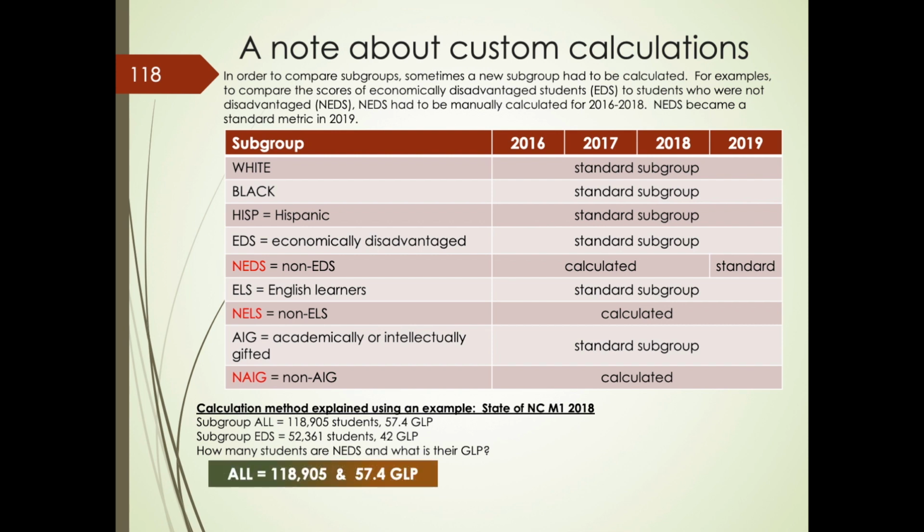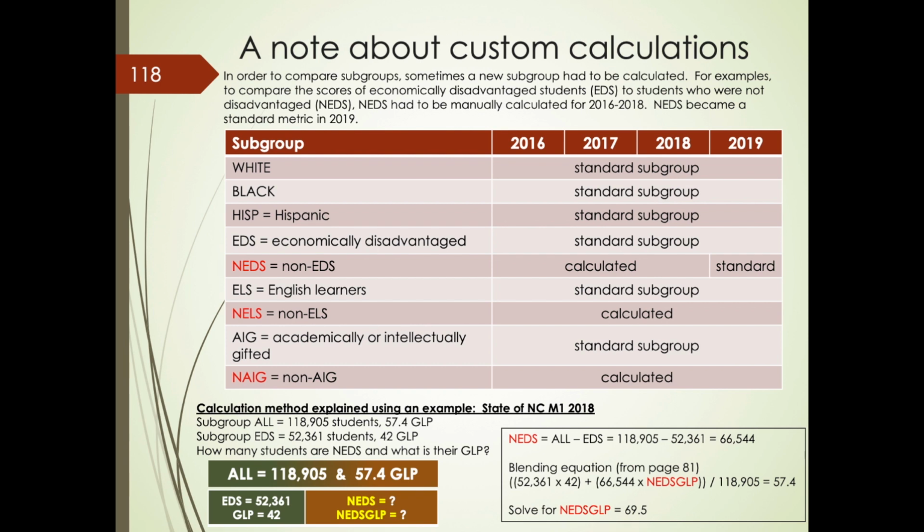So here's sort of a picture of what that would look like. There's basically ED students and NED students that are in the population of all. And then we can draw a picture here that shows what we know. We know EDS is 52K or so. We know the GLP. And then what we need to know is NEDS and the NEDS GLP. So we can use basic algebra here to figure this out. Actually, this first equation is before algebra. We're just doing a subtraction. We can calculate what the NEDS quantity is.